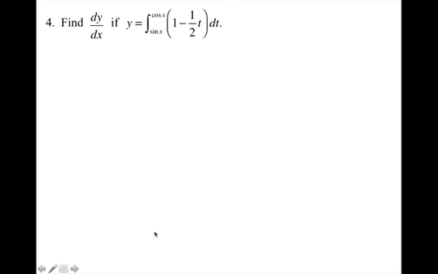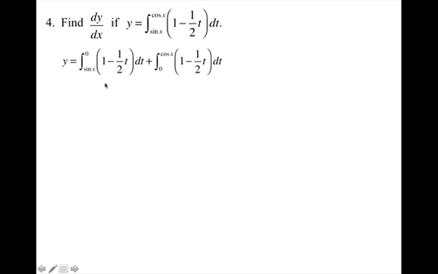All right, and let's try this one. Find dy dx, so find the derivative of y if y equals the integral from sine x to cosine x of 1 minus 1/2 t dt. Notice that the lower limit is definitely not a constant, and neither is the upper limit. So what you actually have to do for this one is you have to split this integral up by choosing a constant that would be inside an interval of sine and cosine. And that x value is actually 0. So that means I can split this up from sine to 0 plus 0 to cosine.